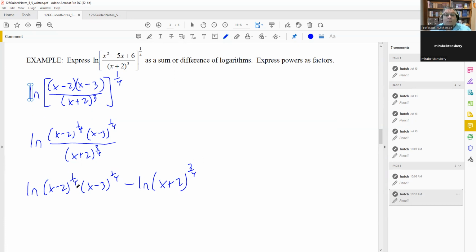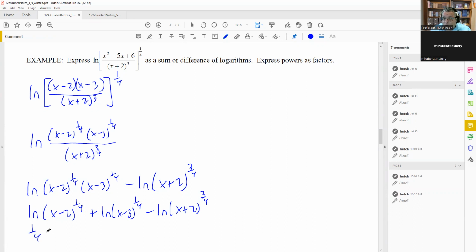But we notice that there's still a multiplication going on here. So for the first two, we're going to split those up with a plus. That's using, again, property number 6 allows us to do that. Put my ln here, ln x minus 3 to the 1/4. And then this part is still the same, this one in the end. Okay, so we have that. The last step, bring everything down in front. So 1/4 ln x minus 2 plus 1/4 ln x minus 3 minus 3/4 ln x plus 2.